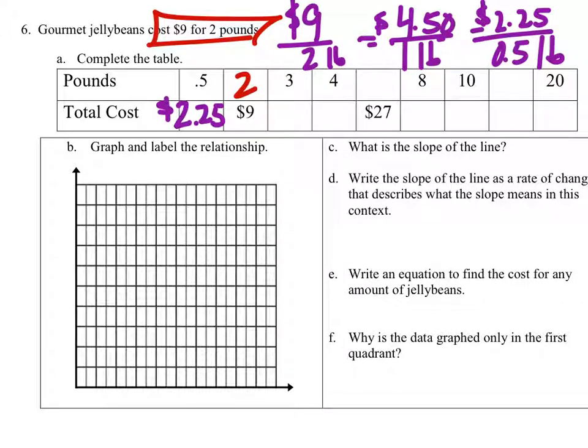So if it costs $4.50 for 1 pound, how much would it cost for 3 pounds? Bam, 13.5. By the way, I'm just going to put the dollars in this box. How much would 4 pounds cost? 18. Very good. How many pounds would we get for $27? 6 pounds. There you go. What about 8 pounds? $36. Very good. 10? $45. Yeah, 45. I had that backwards. And 20 pounds? $90. Good.